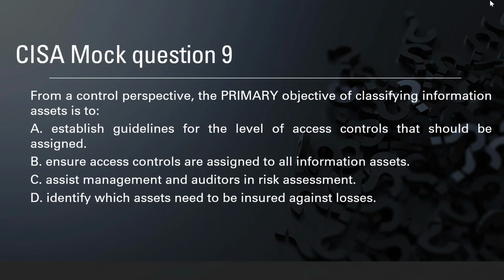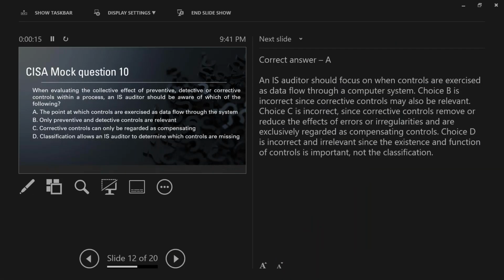A is the right answer for this question. The point at which the controls can be exercised as data flow through the system. It is the cumulation of preventive, detective, and corrective control. So the IS auditor should focus on when the controls are exercised.